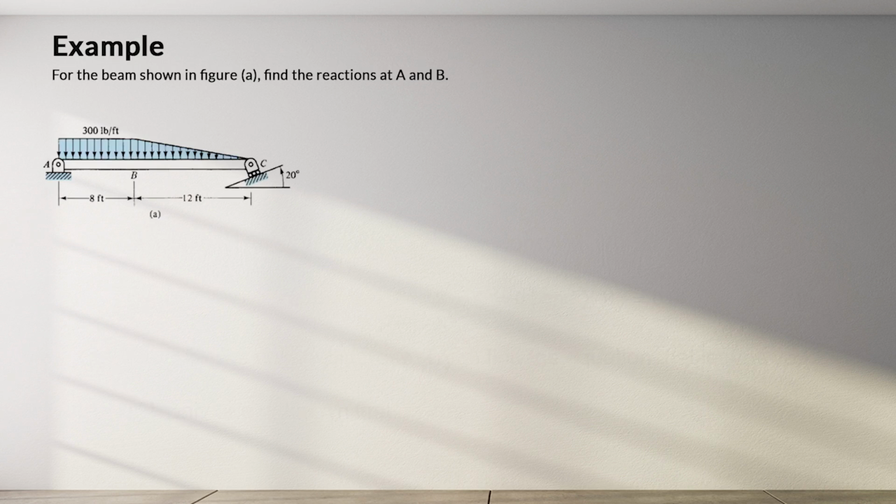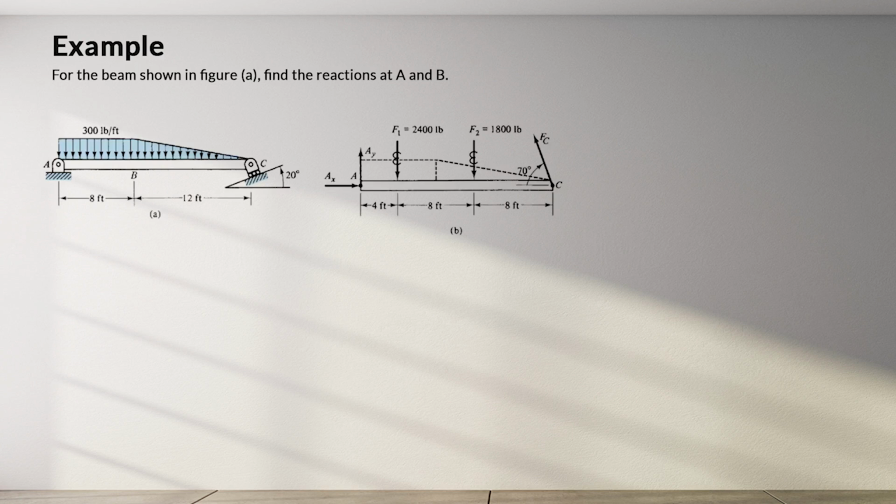Let's look at an example. For the beam shown in Figure A, find the reactions at A and B. The first step is to draw the free body diagram. We convert every distributed load into a concentrated load and find the x and the y component for every force. So Fc here, which is the reaction in C, makes a 70-degree clockwise angle with the x-axis. We have the two components for that. We would say that the x component is going to be Fc times cosine 70, and the y component is going to be Fc times sine 70.